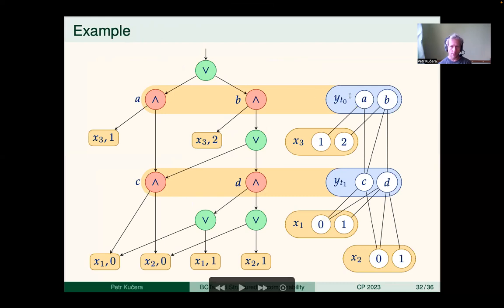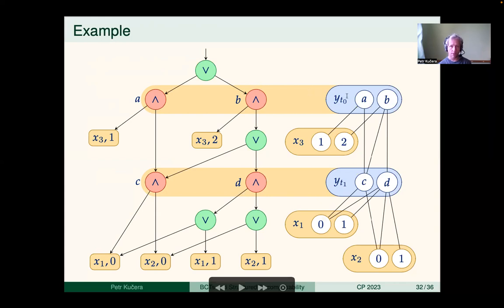Now, T0 corresponds to the inner node T0, and it's connected by a constraint to X3. So basically here, if a conjunction gate A should be satisfied, then X3 must be satisfied. It must take value 1. If B is satisfied, then X3 must take value 2. The same goes for YT1, well, not the same, but similarly, we can proceed between the other constraints.